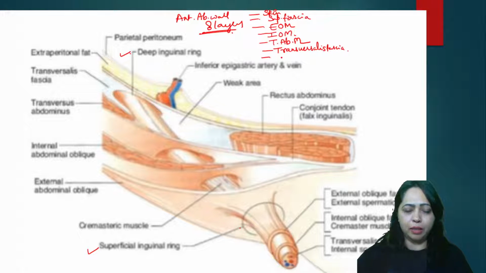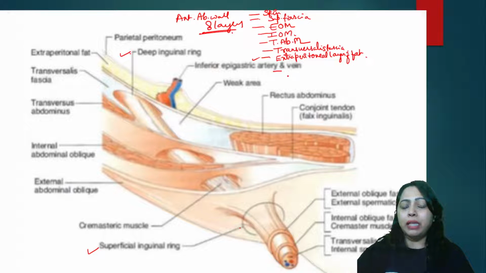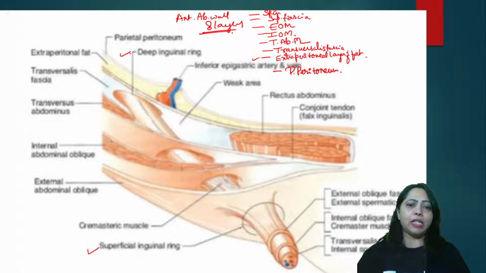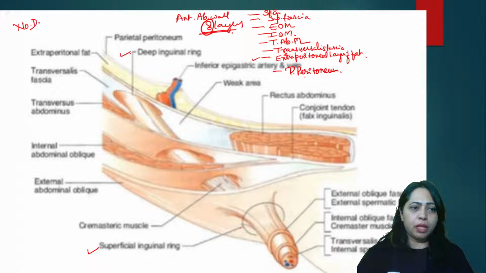Next comes the extraperitoneal layer of fat. You must be wondering why we have so much fat in the abdomen. That is because of this layer, the extraperitoneal layer of fat. And the last one that covers the abdomen is the parietal peritoneum. So all these 8 layers, if you count 1, 2, 3, 4, 5, 6, 7, 8. What is that one thing that you don't notice here? There is no deep fascia.